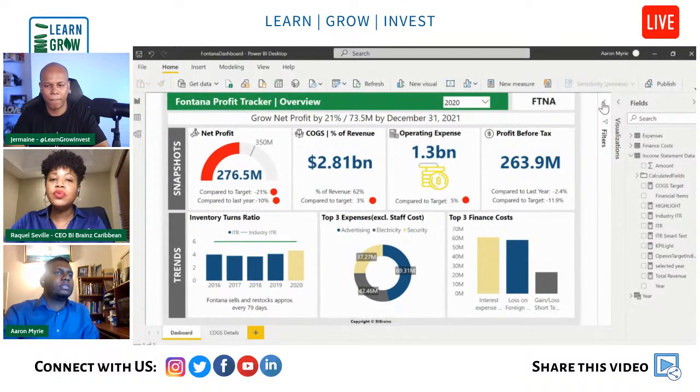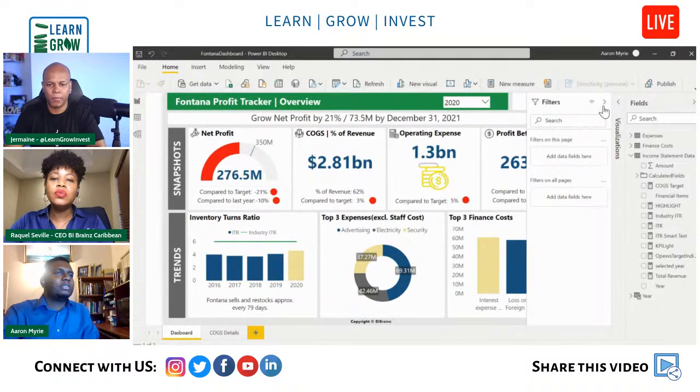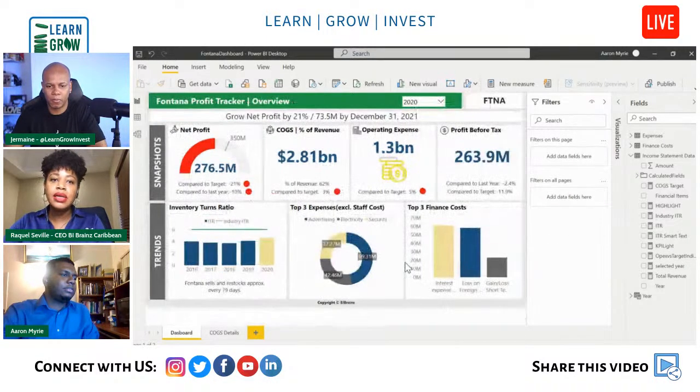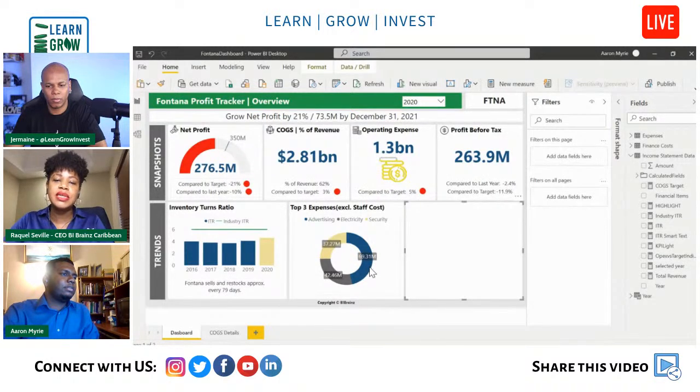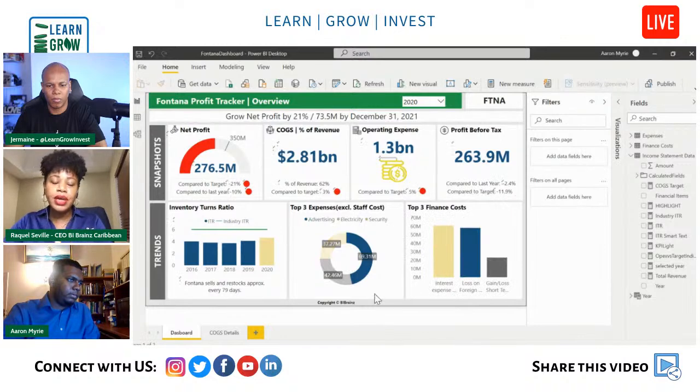So we excluded that when we looked at the top 3 expenses because we wanted to know what other expenses are linked to their operating expense. They would have been advertising, electricity, and security. All right, so outside of staff, those are the other top 3. So really the top 4 is staff going down, right?